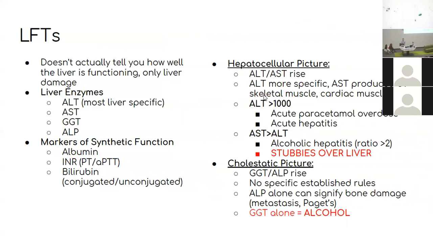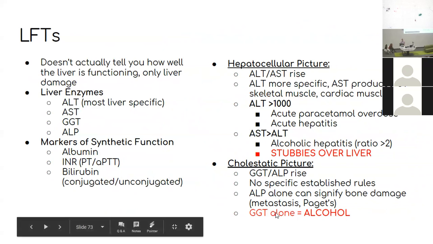ALT is more specific for the liver, so think L for liver, because AST is produced some other places as well. If you've got a really sharp increase in your ALT, it's likely to be some very acute damage, like acute hepatitis or an acute paracetamol overdose, which is a very common thing they like to ask. If your AST is greater than your ALT, think stubbies over liver, so it's an alcoholic cause.